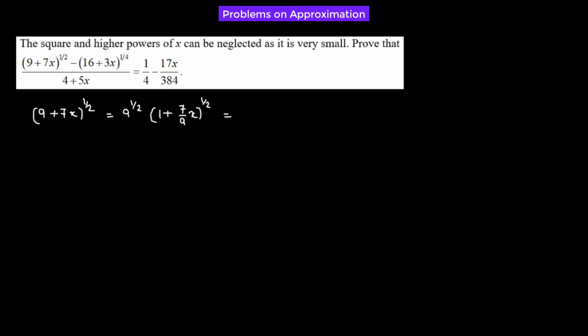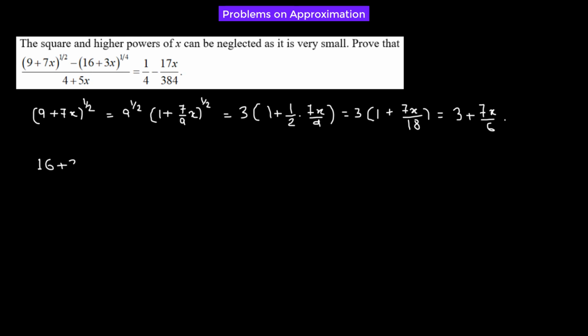So 9 raised to the power half is simply the square root of 9, which is 3, times 1 plus half times 7x over 9, and that gives us 3 times 1 plus 7x over 18. Let me distribute 3, then we'll get 3 plus 7x over 6. Then we consider the second expression, which is 16 plus thrice of x raised to the power 1/4.